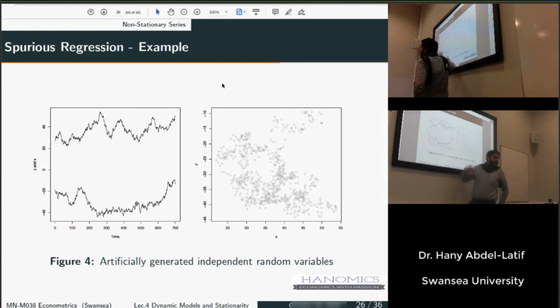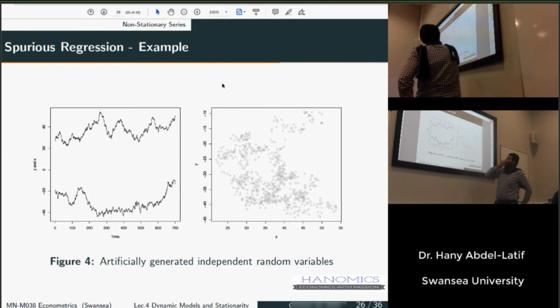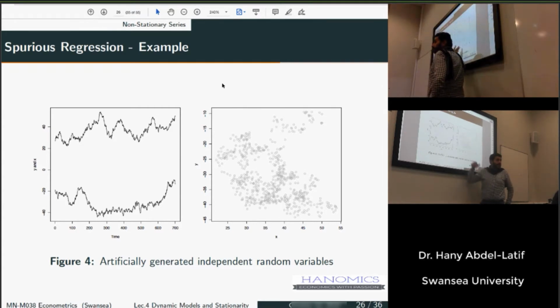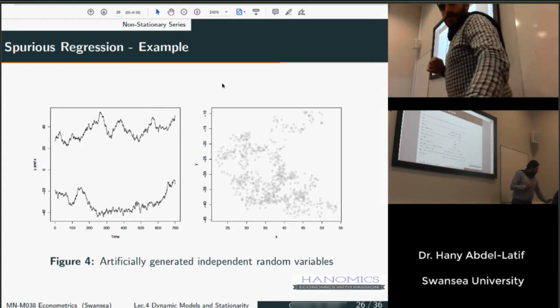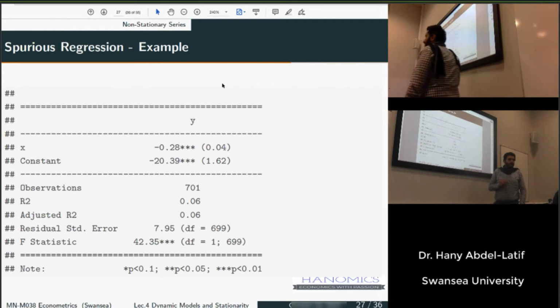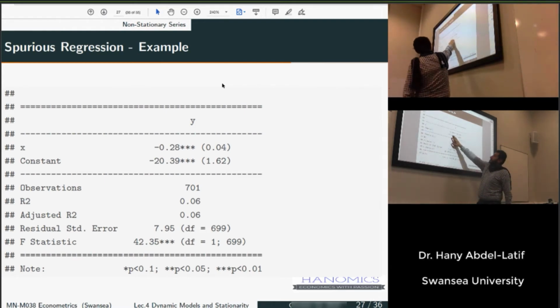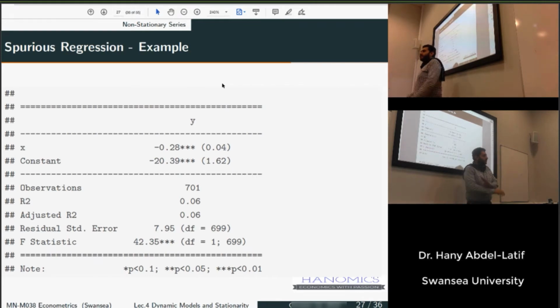I just plot them. And here's the scatter plot of both variables. And guess what? I'm going to run regression between these two. Wow, statistically significant. You see the estimated coefficient? X has a statistically significant relationship with Y.